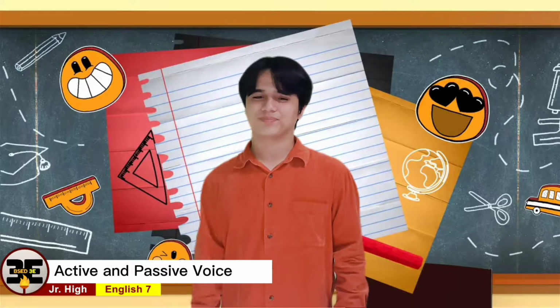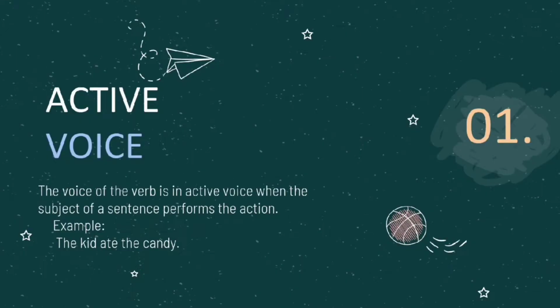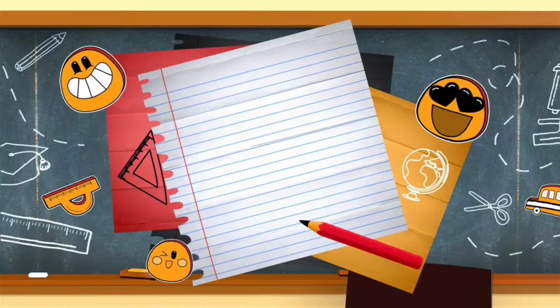In active voice, in most English sentences with an action verb, the subject performs the action denoted by the verb. The voice of the verb is in active voice when the subject of a sentence performs the action. For example, the kid ate the candy. In this example, the doer of the action is the subject, kid, and the verb ate is in the active voice. As you can see, because the subject does or acts upon the verb in such sentences, the sentences are said to be in the active voice.